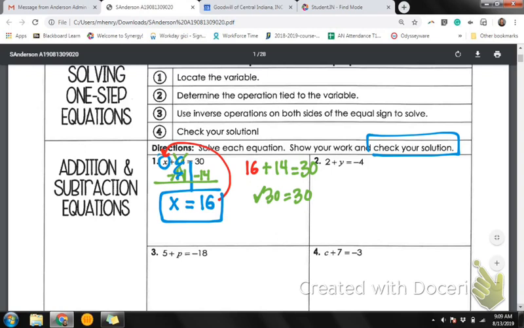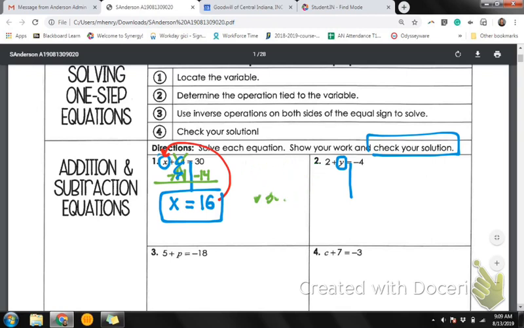Number 2 says 2 plus y equals negative 4. The first step up there says to do what? What's our step number 1? Locate the variable. So if I'm going to locate the variable, I'm going to find my variable, which is a y. And remember, our equal sign divides the problem into 2 different sides. So if you need to draw that line down there, you can.